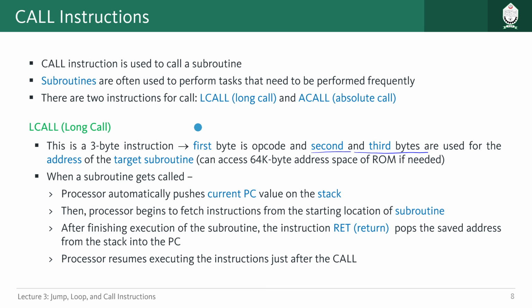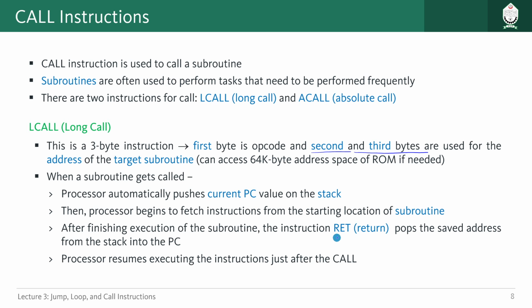So whenever this kind of subroutines get called using LCALL or ACALL, whatever, first of all processor will automatically push the current program counter value onto the stack, right? First of all it will do that. So on the stack we will have some value, and then it will go to the starting address of the subroutine and starts fetching the instruction from there, basically executing everything. After completing the subroutine, execution of the subroutine is completed, then what will happen?